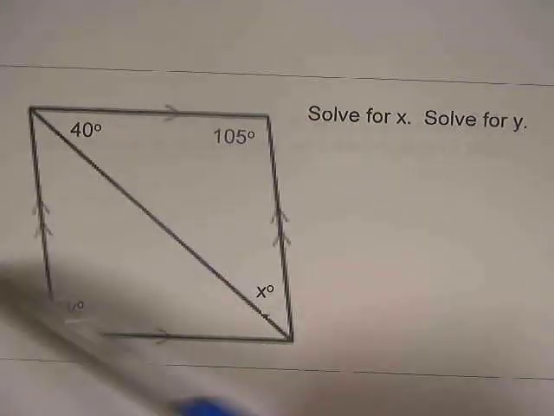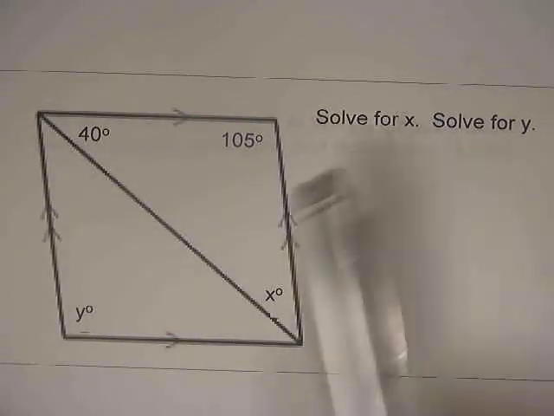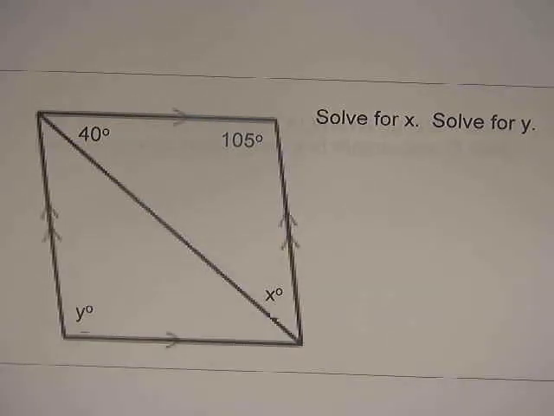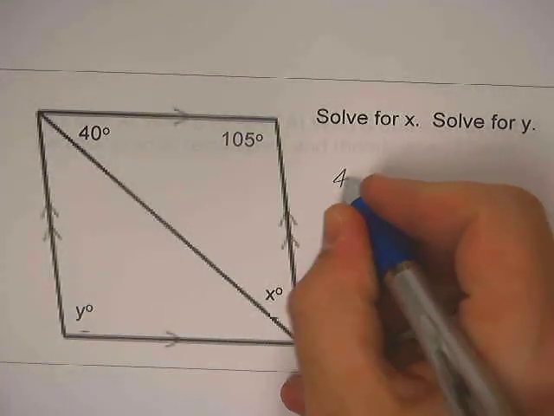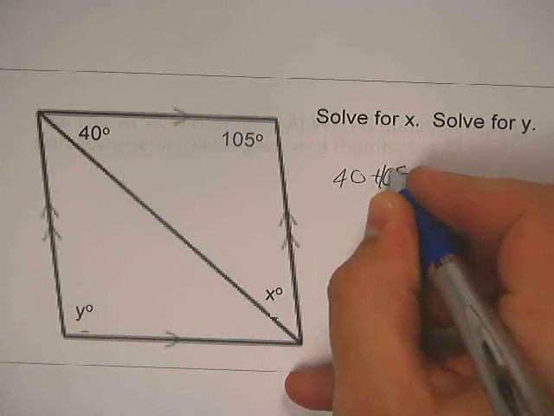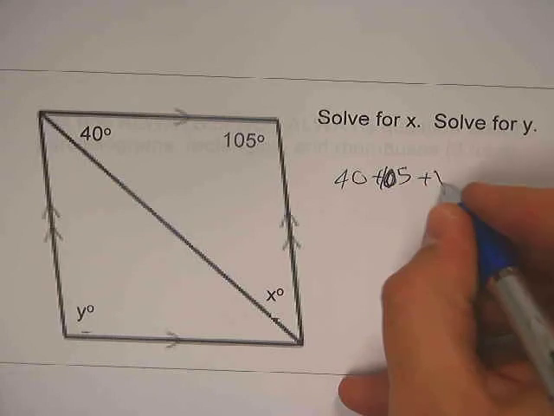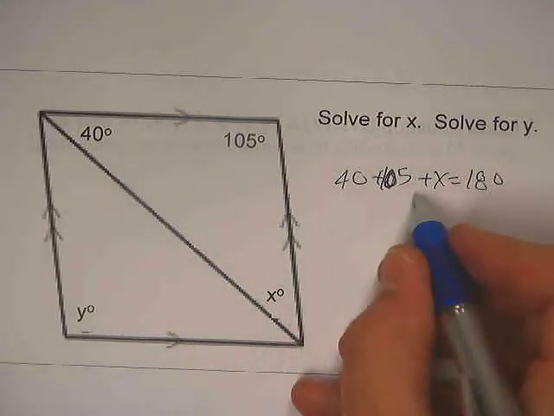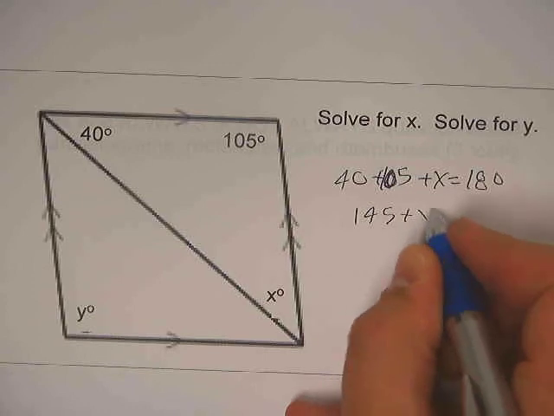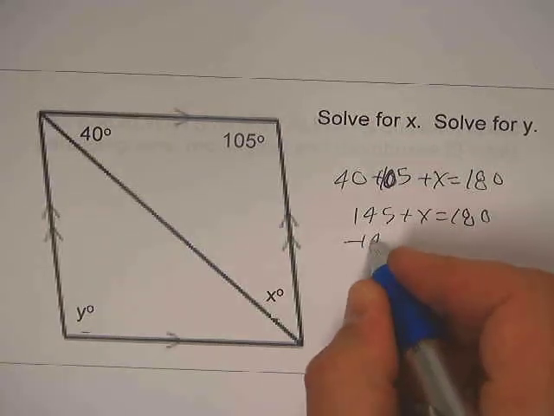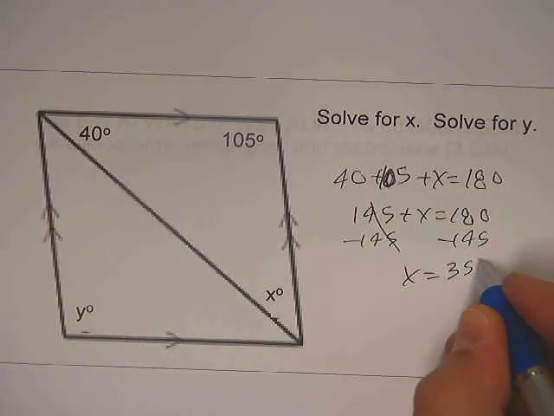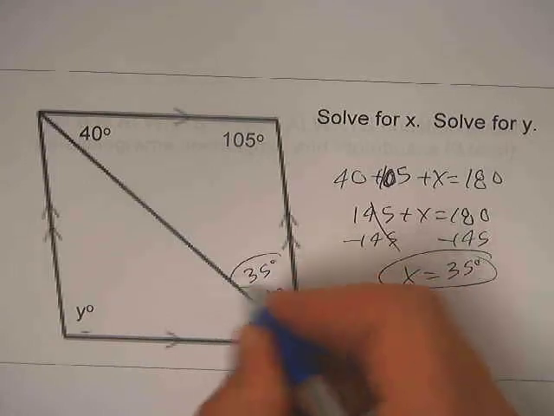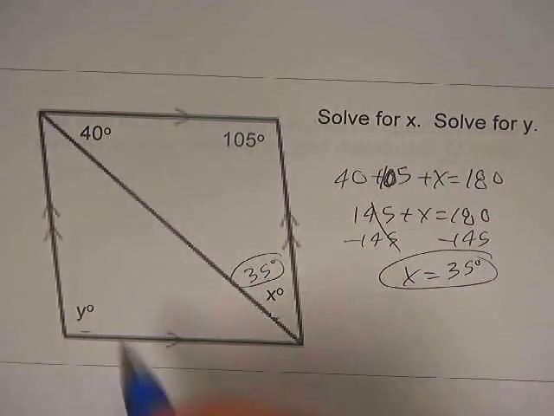Okay, we're looking at another parallelogram because two sets of opposite sides are parallel, and we have to solve for x and solve for y. Well, to solve for x, I know that all the angles in a triangle add up to 180. So I could take 40 plus 105 plus x equals 180. Add these together, get 145 plus x equals 180. Subtract 145, get x equals 35 degrees. So x is 35 degrees.